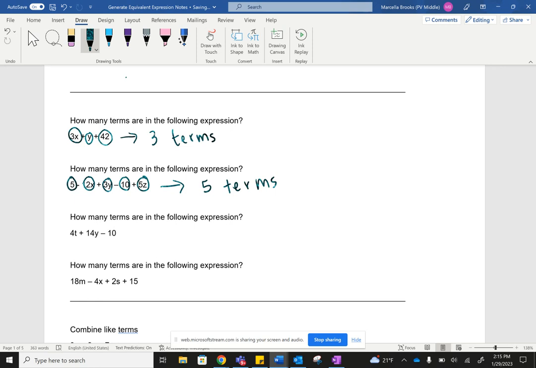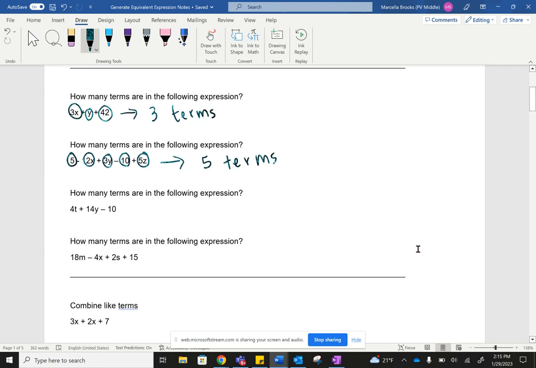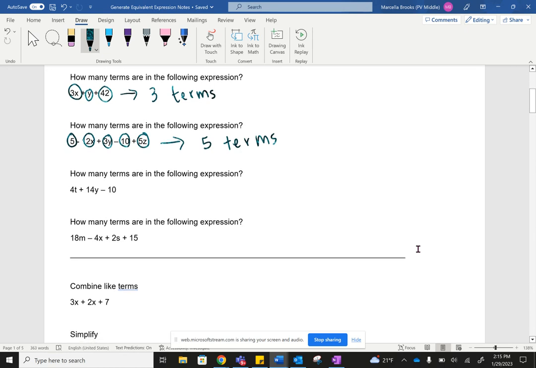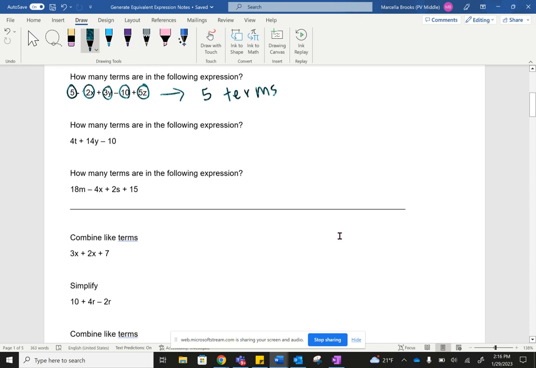So see if you can figure out how many terms are in the next 2. You'll notice that the only thing that separates the terms is the plus and minus signs. It looks like it's just plus, minus signs. So see if you can do these 2 on your own.